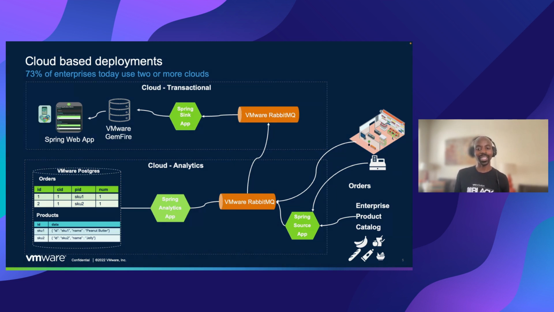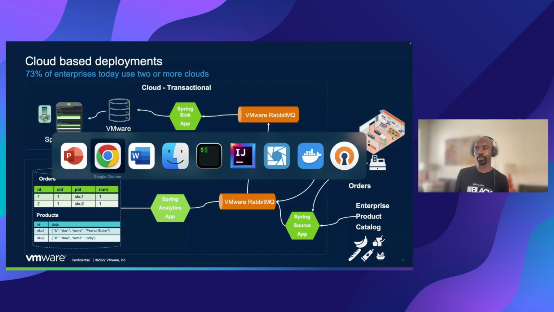The Spring Analytical app is the glue. It stores all of the streaming data from Rabbit into Postgres. It also performs machine learning workloads to recommend products based on buying history, association rules, and customer favorites.